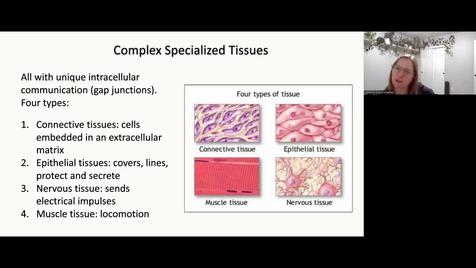So it's not just our voluntary skeletal muscles, which we often think about. It's all of our subconsciously controlled organ muscles as well. So we have three types of muscles, and we'll get into that soon.